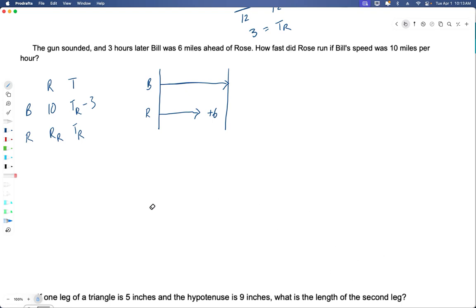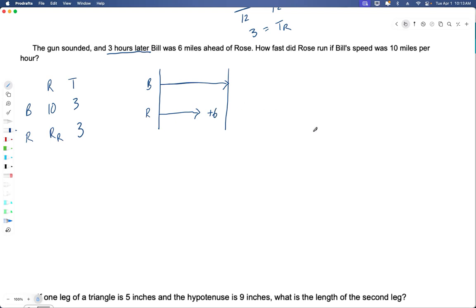The gun sounded, and 3 hours later, Bill was 6 miles ahead of Rose. That's because their times were the same. That should have been the time of both of them. I don't know why I read it and thought something differently. This is the right diagram, but both of them, their time was 3.